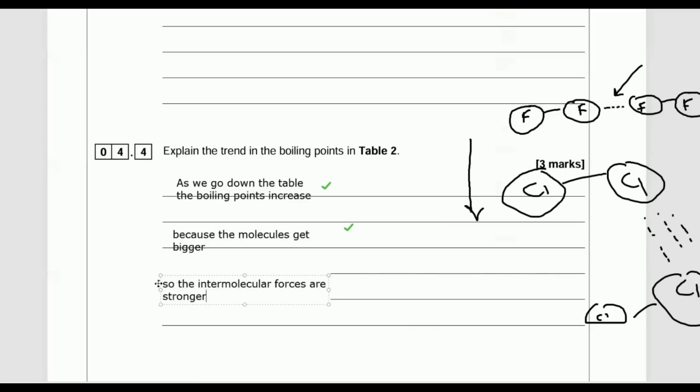If I want, I can say need more energy to break. We already established they have intermolecular forces, and therefore the reason why you must have a higher boiling point is because you have more of those forces, which makes it you need more energy to break them. So there we go. There's our answer.